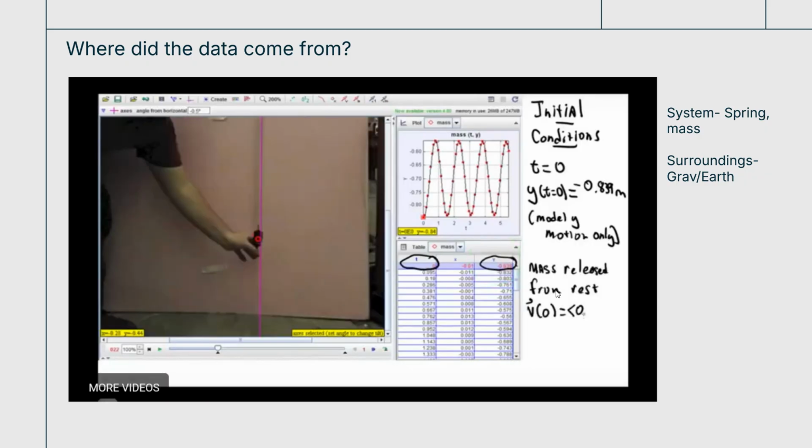Where did the data come from? As I said, it was from the video they gave us. There's a mass on a spring right here. Here's some of your initial conditions that they also gave us. The system was the spring and the mass attached to the spring, and then the surroundings were gravity slash Earth.